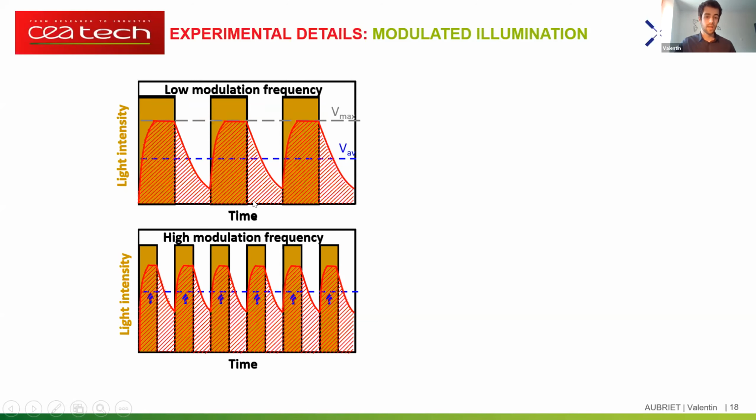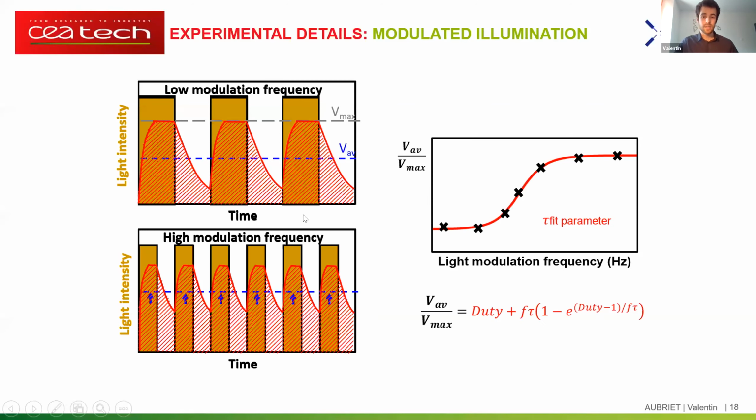But when we increase the modulation frequency of the light, the average value will also increase, because under dark condition, we give less time to the electron hole pairs to recombine. In other words, under dark condition, we can cut off the exponential decay of the surface photovoltage.